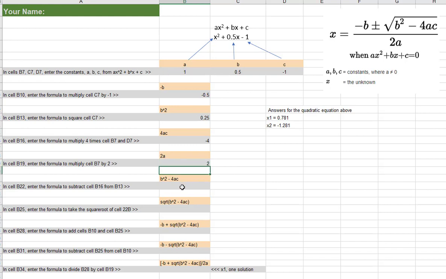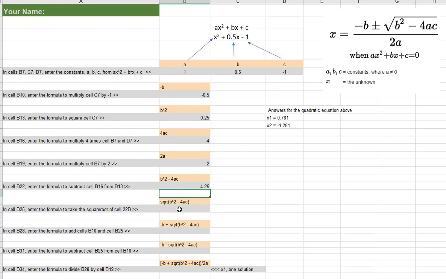And here it gets a little bit more interesting. So we're going to take the things that we've already worked on and combine them. So in this cell, B22, we're going to subtract B16 from B13. So we start with B13 because we're going to subtract B16 from it. So it's got to be B squared, which is right up here, which is B13. And we're going to subtract from it B16, which is here, 4AC. So we're going to do this, that cell minus the 4AC. Okay, and that's what we get for these particular values of A, B, and C.